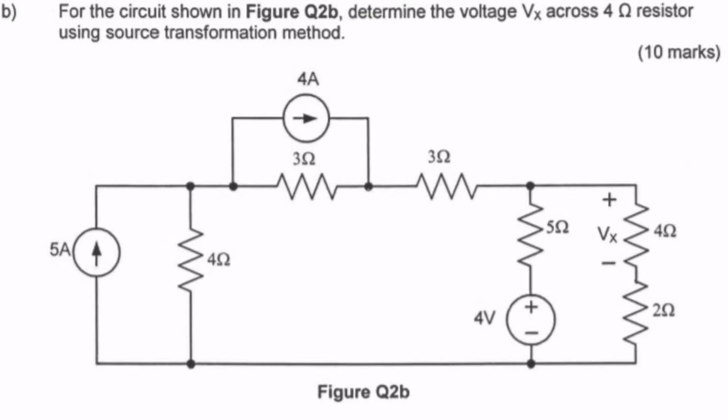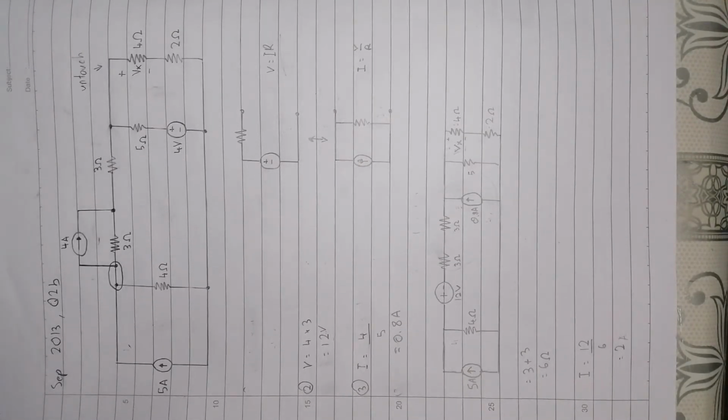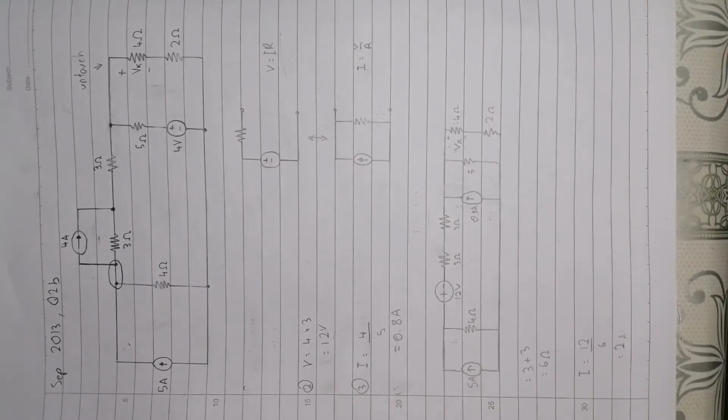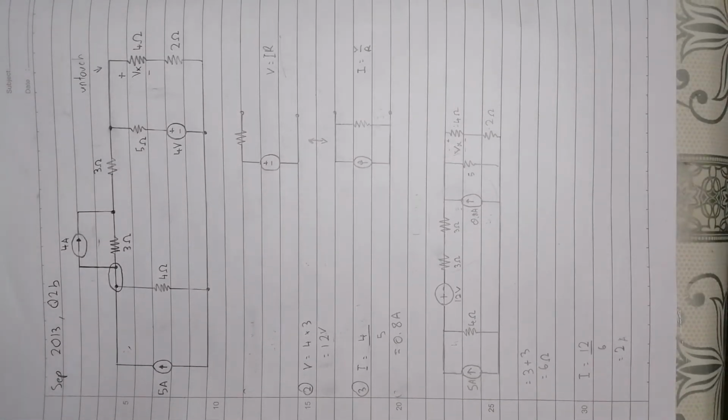So today I will talk about source transformation method and superposition theorem. Now we will look at the question. Now we will look at question September 2013, question 2b. The question is, for the circuit shown in figure question 2b, determine the voltage Vx across 4 ohm resistor using source transformation method. So in this question, we will use source transformation method to determine Vx here.